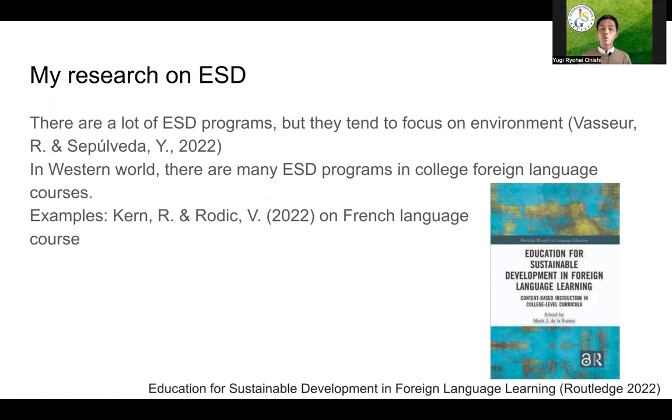And in the Western world, there are many, many ESD programs in the university foreign language courses. For example, they learn Spanish, they learn French, they learn German. So these are foreign languages for students. They learn foreign language and sustainability. So my question is, is Japan doing the same or not? I want to know more about that.